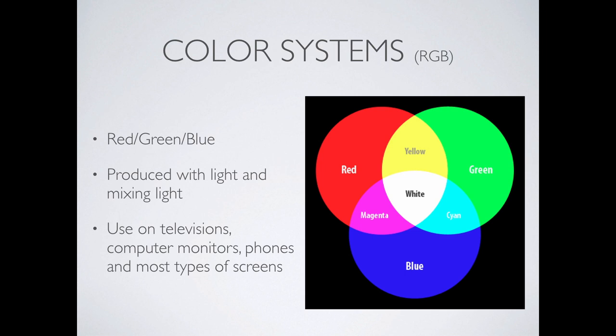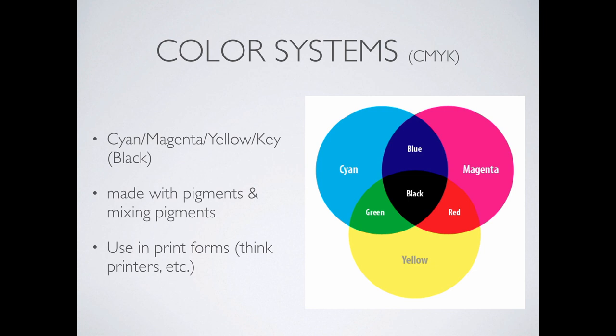So if we're working on something that is intended to be presented using RGB color systems, i.e. on a monitor, on an iPad, on a phone, or a television, we want to be working in the RGB color space. If we're working on something that's printed, we're going to be working in a different color space. And that is the CMYK color space. You've probably heard of both of these before.